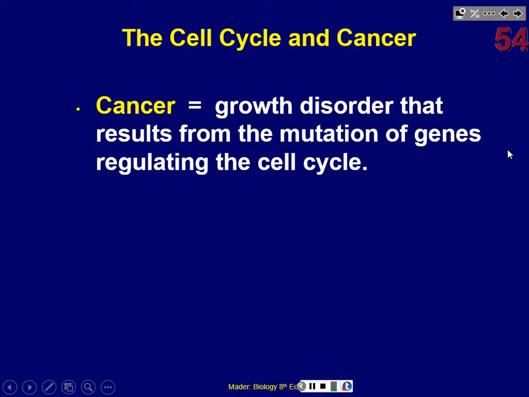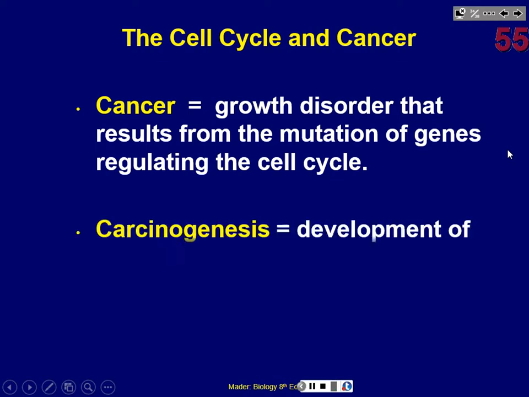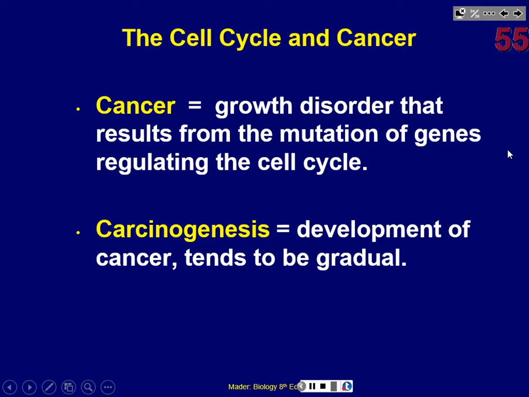The formation or the beginning of cancer is called carcinogenesis. The development of cancer is carcinogenesis, and it tends to be gradual. You've probably heard of a carcinogen. Those are substances that cause cancer, okay? Tends to be gradual. Let's talk about that for just a moment.